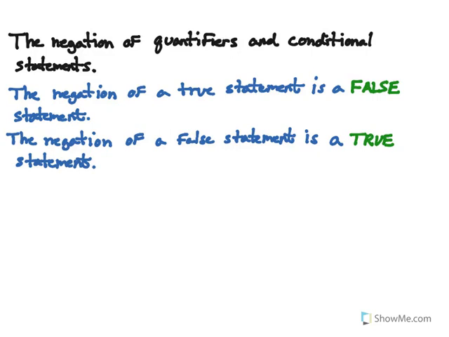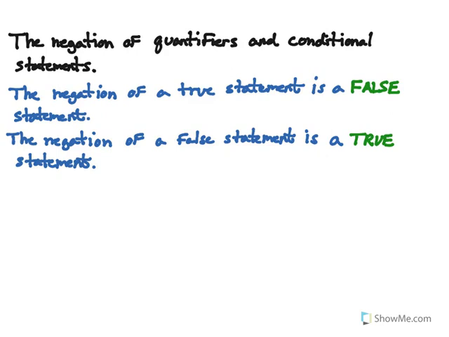Hello everyone, today we're going to talk about the negation of quantifiers and conditional statements. So let's look at a basic, simple definition or concept of what negation means. The negation of a true statement is false, and the negation of a false statement is a true statement. So they're opposites of each other, okay? Now, I'm not saying they're always going to be true, okay?